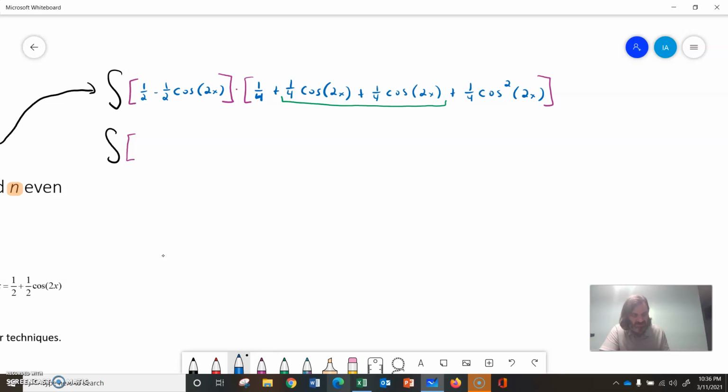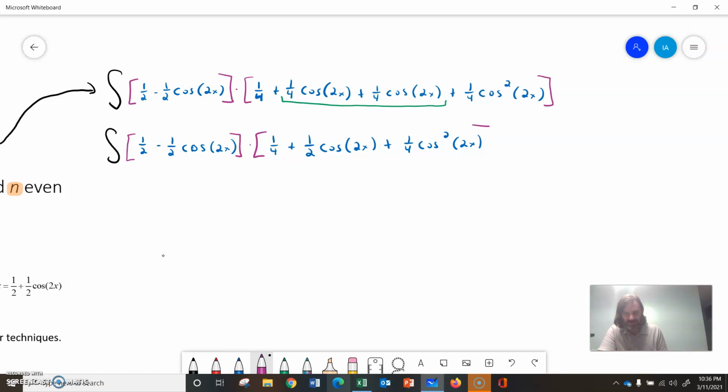So we've got the integral of the quantity 1/2 minus 1/2 cosine of 2x times the quantity 1/4 plus 1/2 cosine of 2x plus 1/4 cosine squared of 2x. Alright, let's see where this goes. So we've got a lot of distributing to do here.